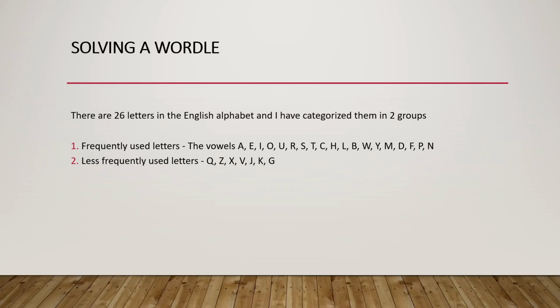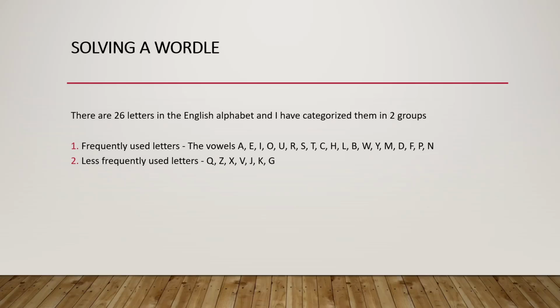So these are the vowels, obviously: A, E, I, O, U, and then R, S, T, C, H, L, B, W, Y, M, D, F, P, N. Most of the English words are made up of these letters. The second category is the less frequently used letters: Q, Z, X, V, J, K, and G. K and G can be put in the frequently used letters, but I have put them in the second one. I'll tell you why in the next slide.